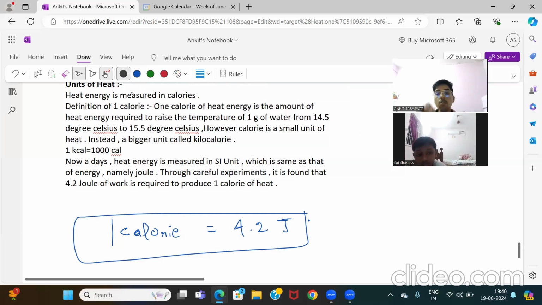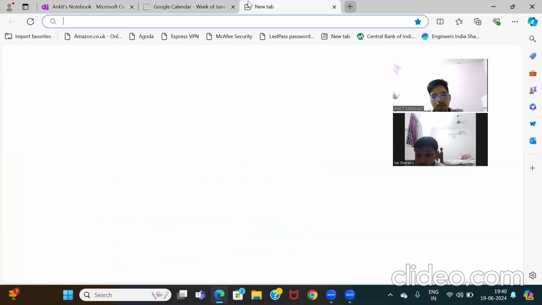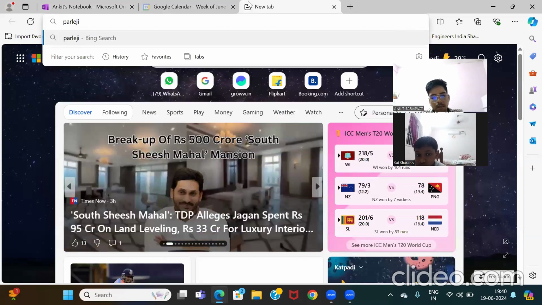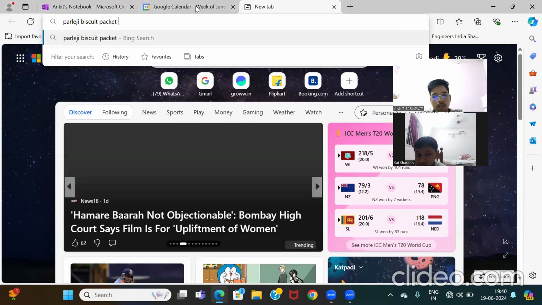Yes, sir. Now you can see this calorie term on biscuits. You know, on a packet of biscuit. I can show you also. Yes, sir. Parle-G biscuit packet. Let me show you.